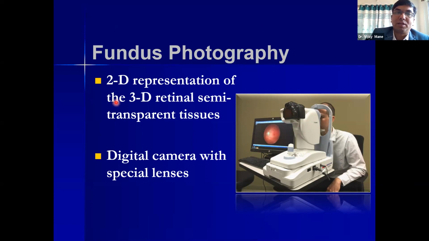So it gives us an image that is a 2D representation of three-dimensional retinal semi-transparent tissues. That is nothing but the backside of the eye. So it is nothing but a camera with special lenses. The lenses can be adjusted to get a proper view. It can be aligned properly to get a view of a particular area of the backside of the eye. So such facilities are given. This is a sort of fundus camera and a patient, and the image is captured, and we can analyze it using a computer, right?